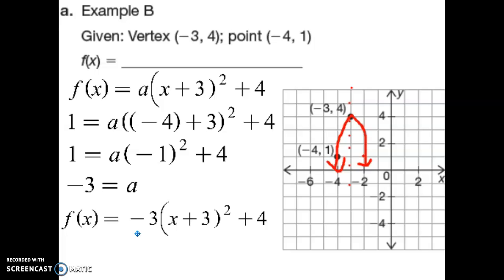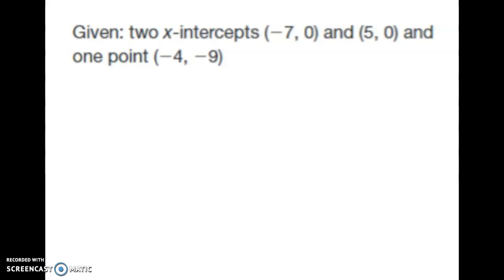Let's just look at one other example. In our last example, again, there's no graph provided. It tells you have 2 x-intercepts and 1 point. Now this is why you need to know the 3 forms of a quadratic, because vertex form does not tell you x-intercepts. Think about which form would tell you x-intercepts. Factored form tells you x-intercepts.